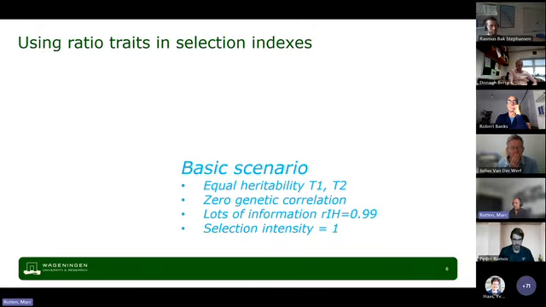So to give you an idea of what happens when you apply selection, we came up with the basic scenario, which is actually quite simple. We have two traits with equal heritability, no genetic correlation, and we have lots of information. So basically, the accuracy is close to 1. And to make it even easier for us, we've set the selection intensity to 1, so that we only have to consider basically the response in the traits in genetic standard deviations.